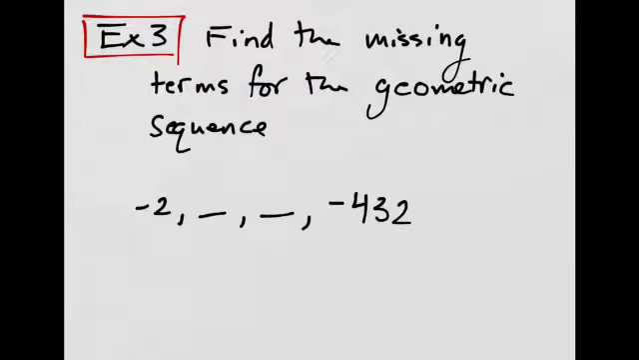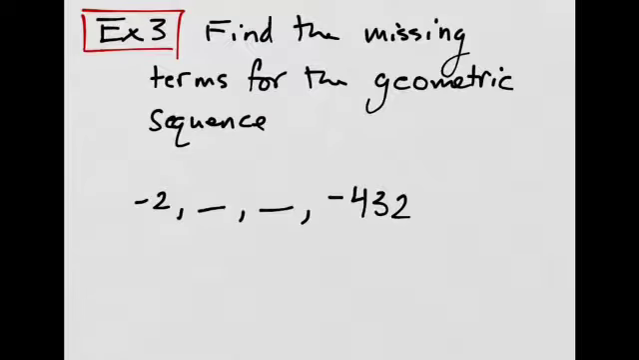So for this, it's geometric, so we're going to be doing something different. You might be able to solve it right now, so I'll give you some time. But find the missing terms for the geometric sequence, -2, blank, blank, -432. So what I'm thinking, I'm doing the same thing as before.